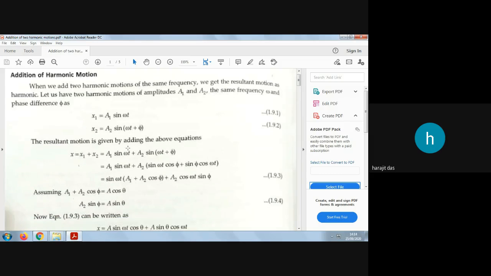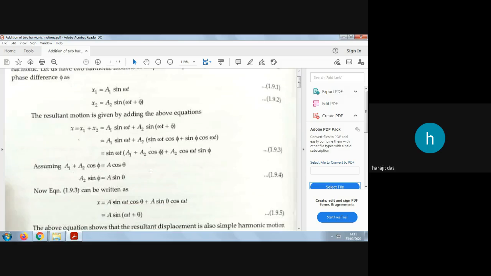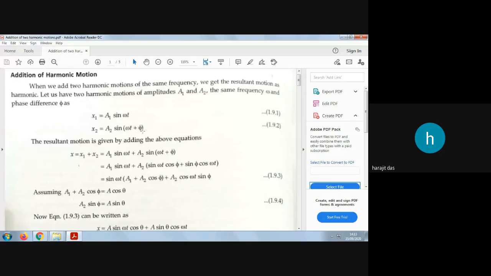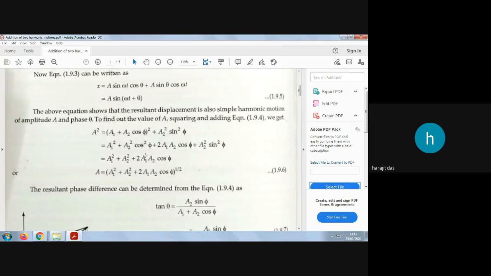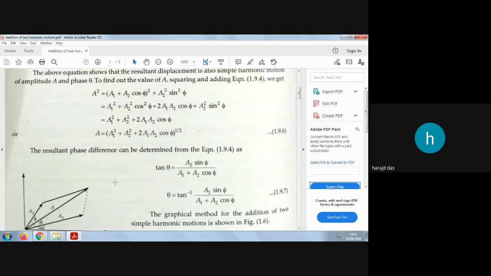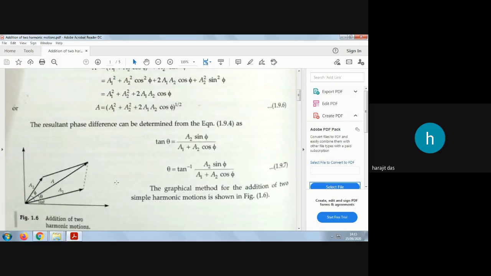If you are asked to find out what will be the amplitude and what will be the angle which the resultant makes with the reference line, then there are two ways. One is the mathematical way, where you can analytically, by doing mathematical calculations, find the resultant amplitude and the angle. Another way is to opt for the method of graphical representation. So how can you find out?